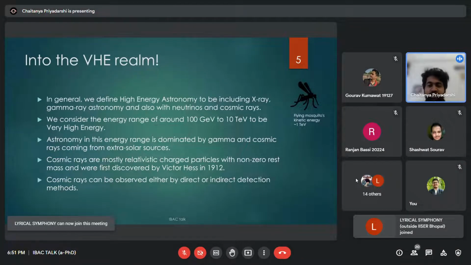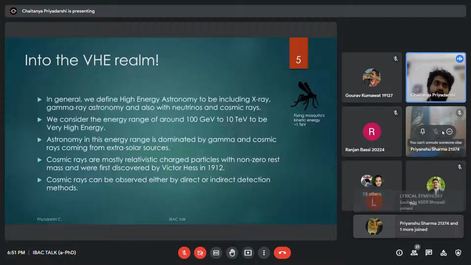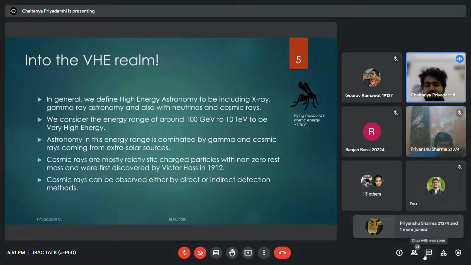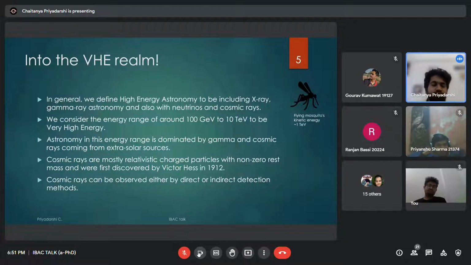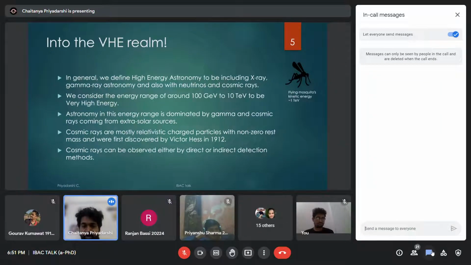To clarify, cosmic rays is basically a misnomer. It was how we started calling them, but they are mostly relativistic charged particles with non-zero rest mass, or rather to say that they are not light particles or waves. They were first discovered by Victor Hess in 1912, and at that time, it was thought that they come from somewhere in the cosmic region. So that's why the name was termed, and we basically never bothered to correct it or change it. So cosmic rays is now a general term for relativistic charged particles.